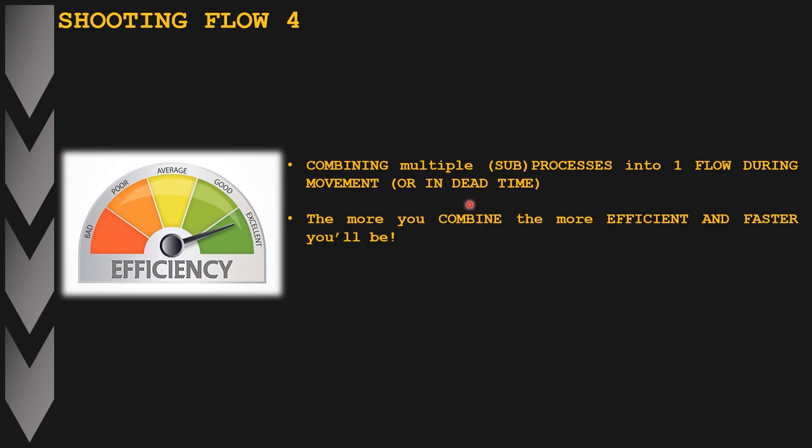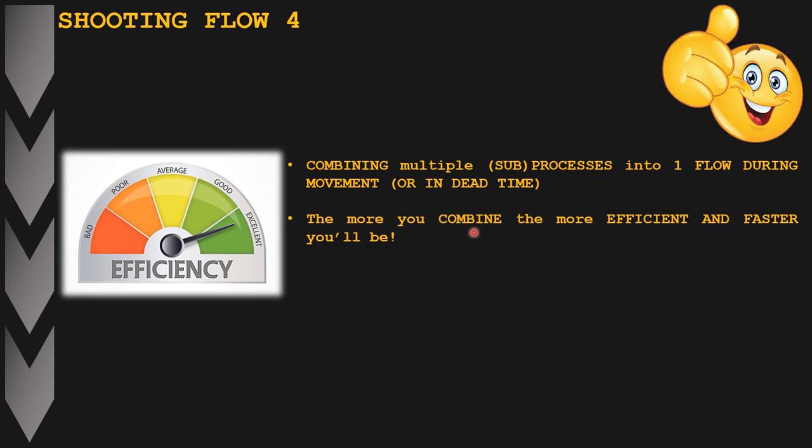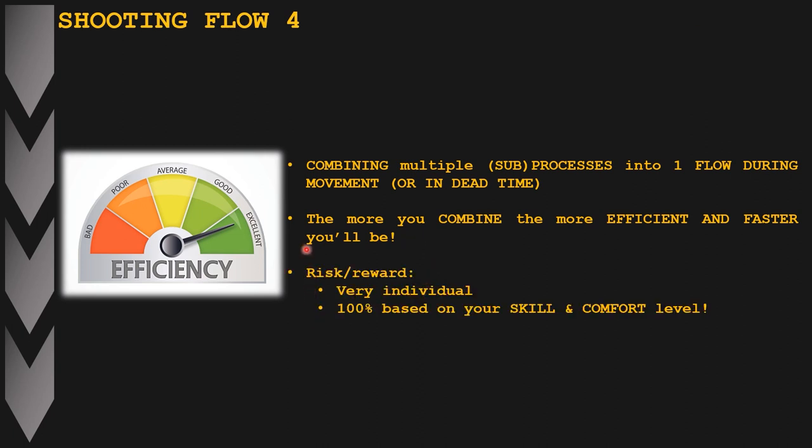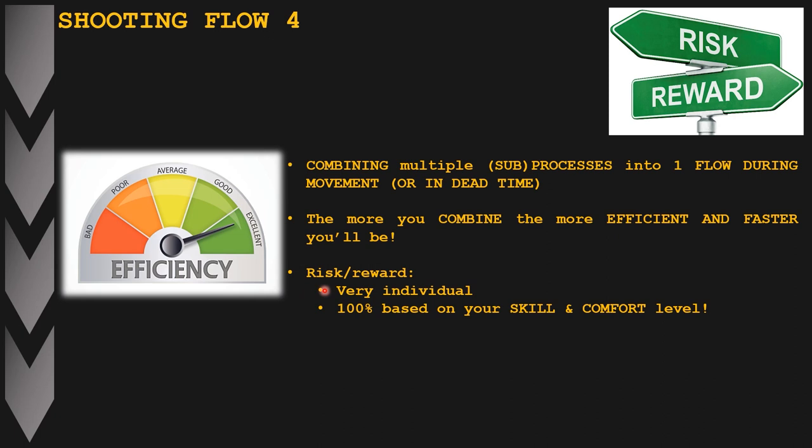Obviously, the more you combine and the more optimal execution of the individual techniques and tactics, the more efficient you'll be and the faster you'll be on the particular stage without having to compromise on your points. Obviously, there's always a risk and reward angle to any of the different principles that I explained in the series. In this particular case also, efficiency is very individual and largely is dependent on your level as a shooter and especially your skill level and your comfort level.